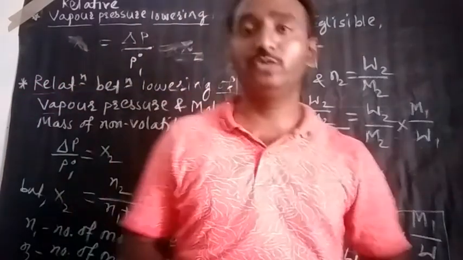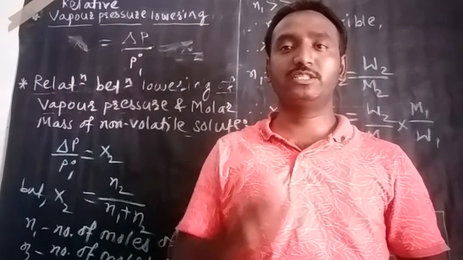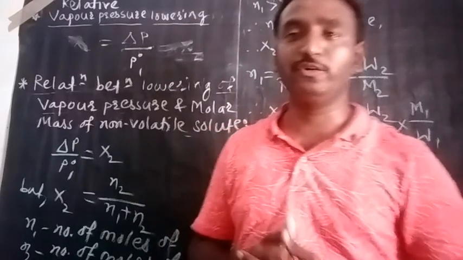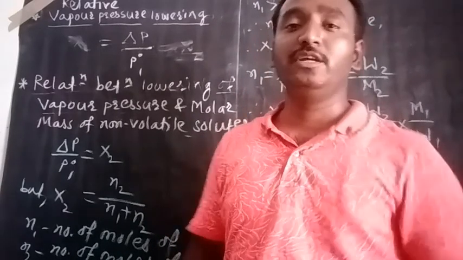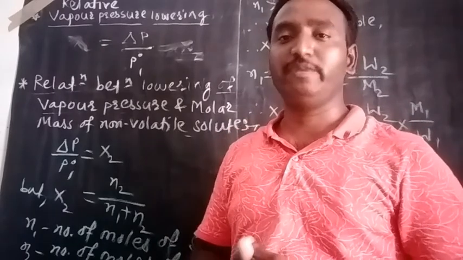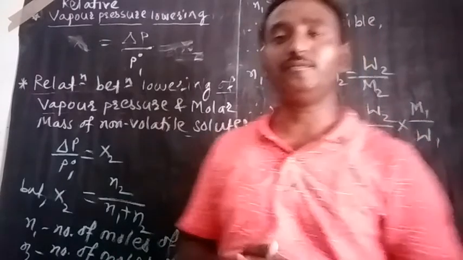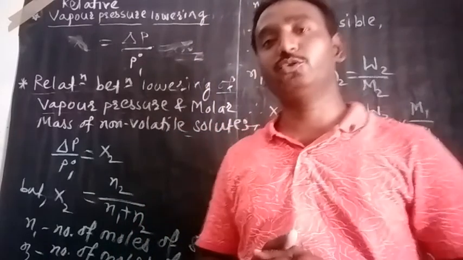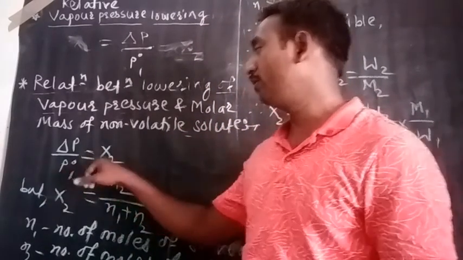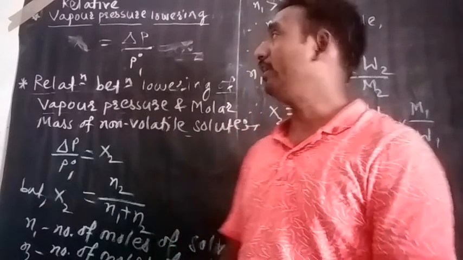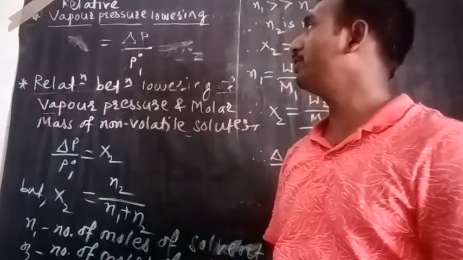So this is all about the lowering of vapor pressure. In lowering of vapor pressure, first we studied the definition: lowering of vapor pressure is the difference between the vapor pressure of the pure component and the vapor pressure of the solution. Then we went to Raoult's law for solution containing non-volatile solute. According to Raoult's law, delta P upon P01 is equal to x2. Now today we study the first term, that is relative lowering of vapor pressure.